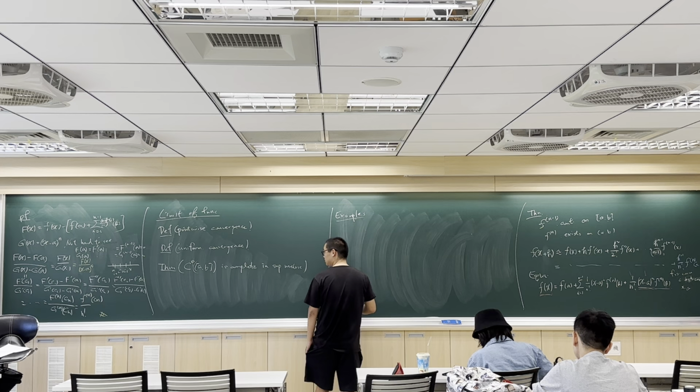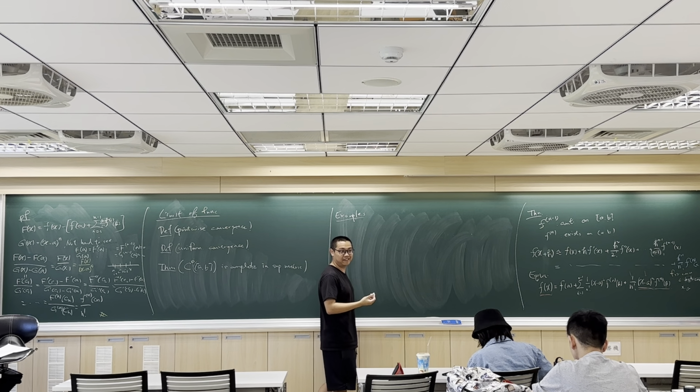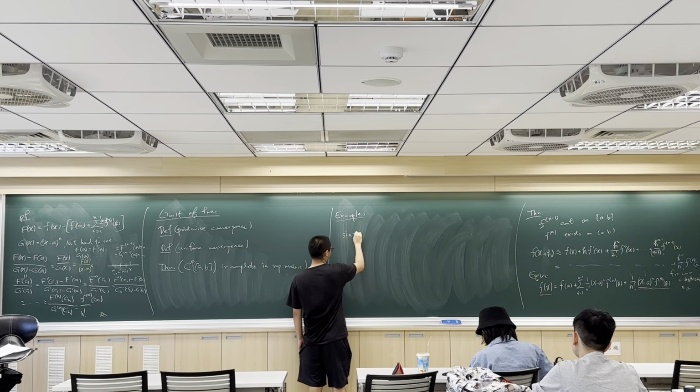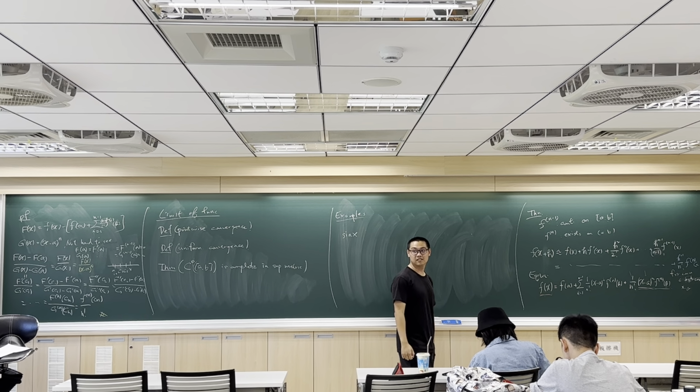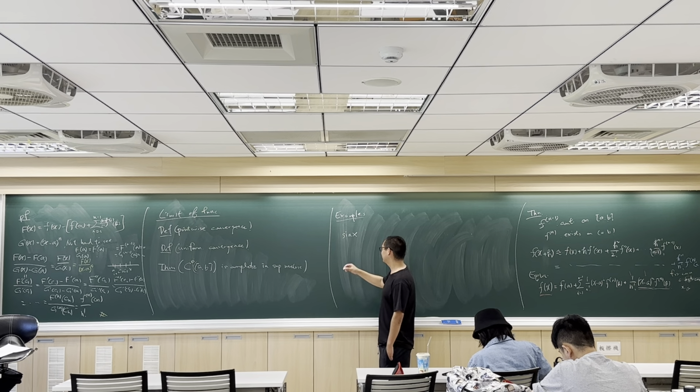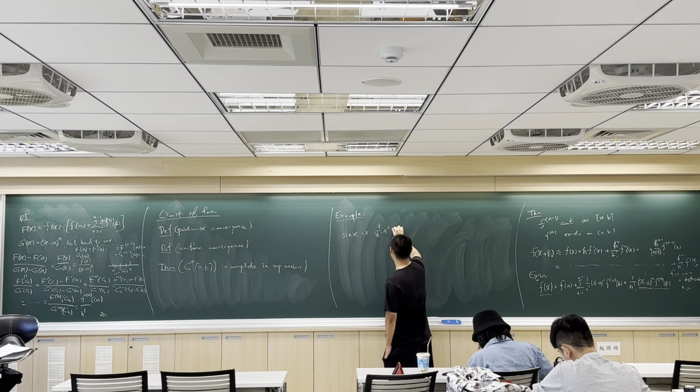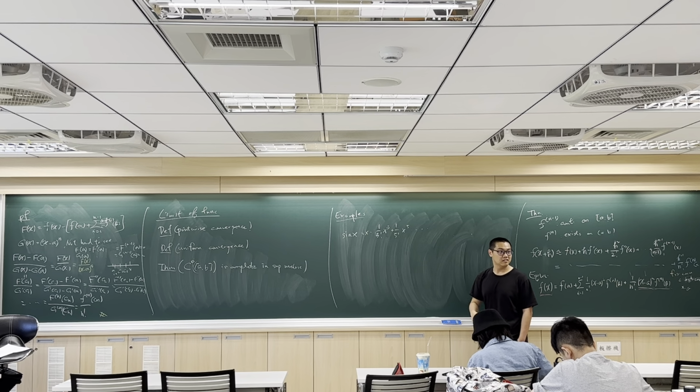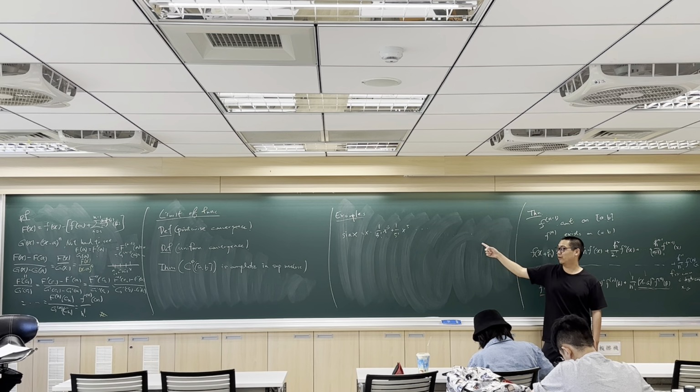Let's consider sine x. I want to approximate sine x. How should I do that? We have learned it in calculus. You know it equals x minus x cubed over 3 factorial plus x to the fifth over 5 factorial. You know this one, right? From your calculus course. Yes or no?